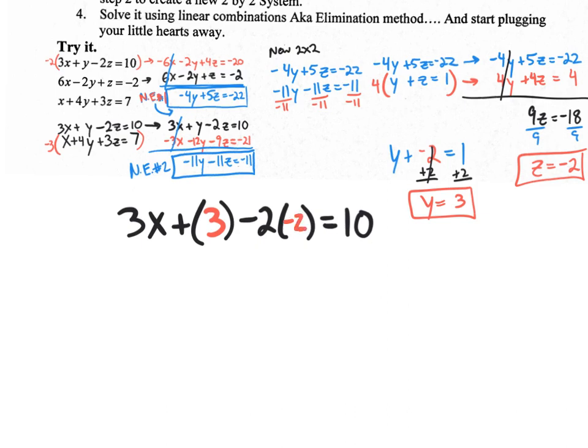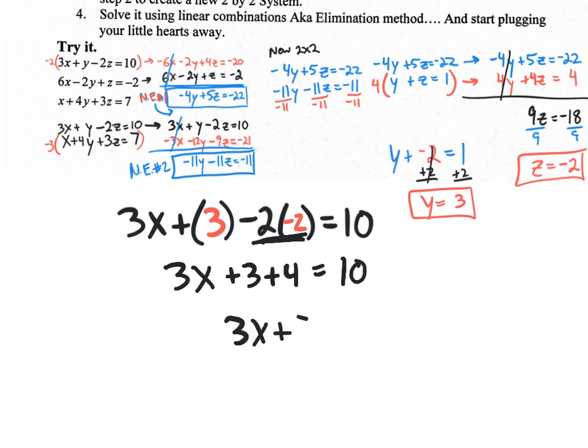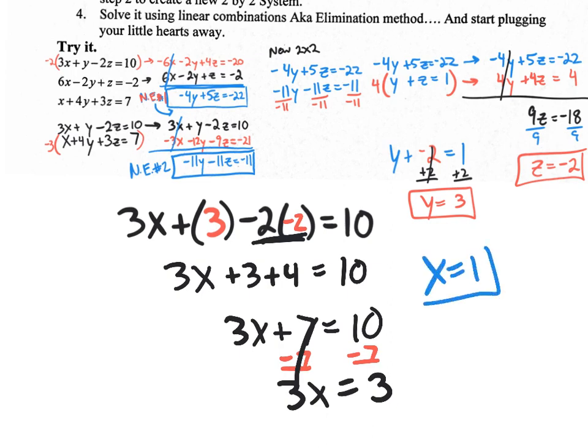Let's do some math. We have 3x. What is negative 2 times negative 2? That's positive 4. So we really have plus 3 plus 4 equals 10, which is really 3x plus 7 equals 10. Let's start solving this thing. Subtract 7, subtract 7. We'll have 3x equals 3, which means x equals 1. Ta-da! We found our three answers. It only took 12 minutes, but we did find them, right?